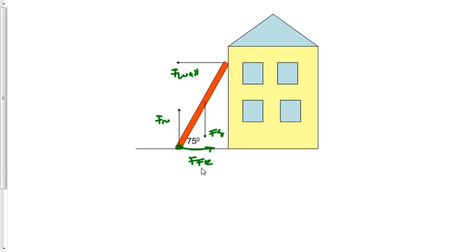So let's get some information about the ladder. First of all, the ladder has a value of 210 newtons for its weight, so we'll label it as force gravity equals 210. And the length of it, L, is 18 meters.